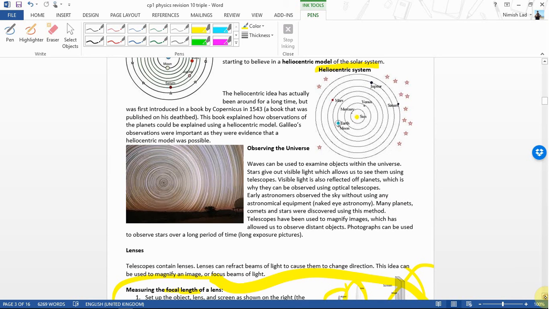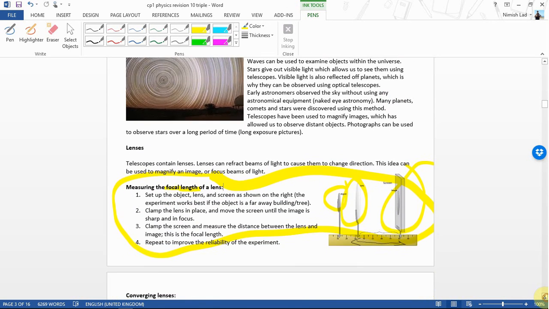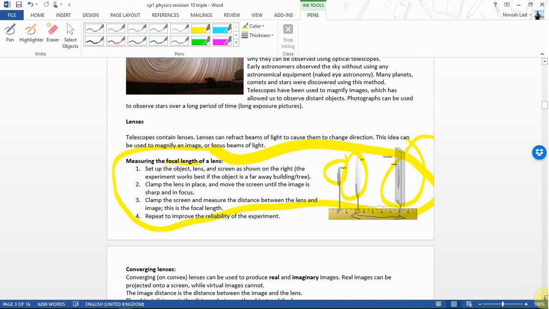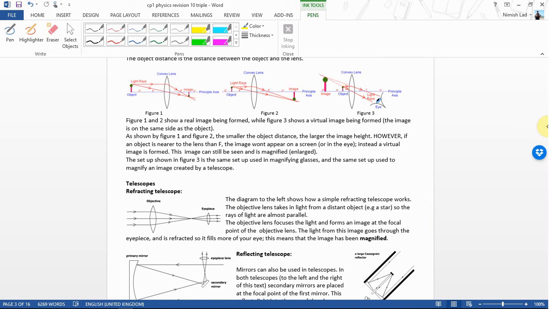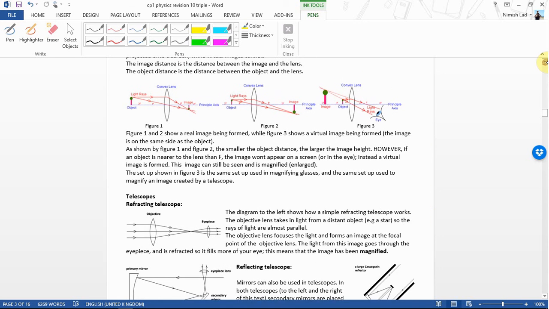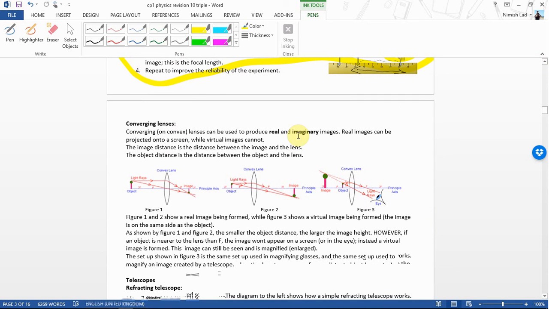And remember, we use different waves nowadays to investigate the universe, not just light. We can use X-rays and gamma rays, but you learn more about that when you do the electromagnetic spectrum. There are 2 types of images you need to know about. Okay, they're called real and virtual, or real and imaginary, sometimes people call them, but real and virtual are the phrases you should be using. Real images can be projected, virtual images cannot.